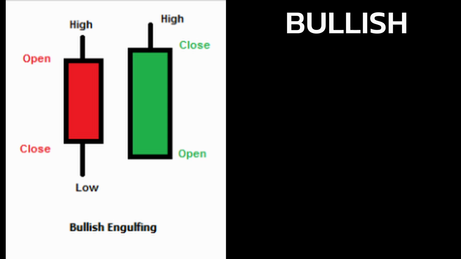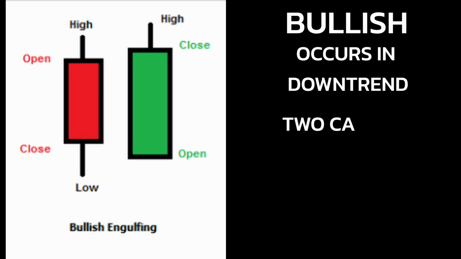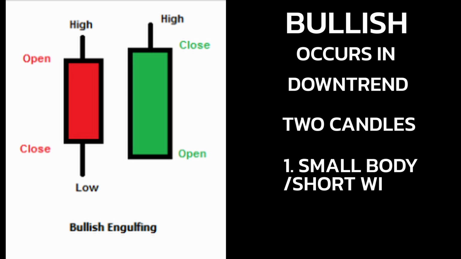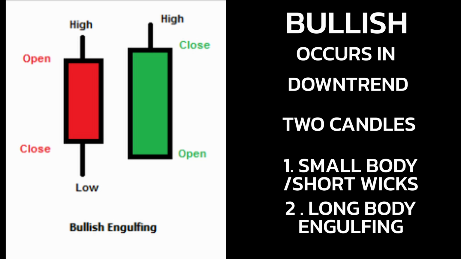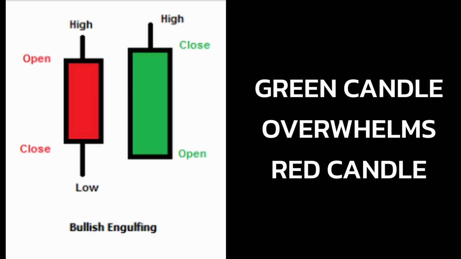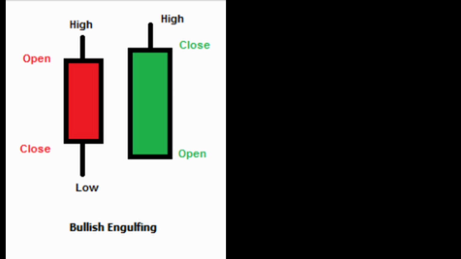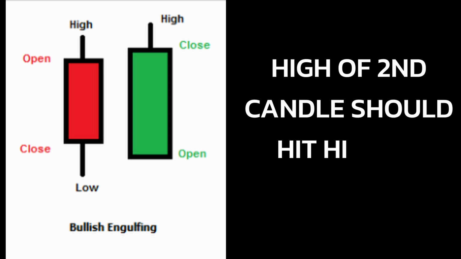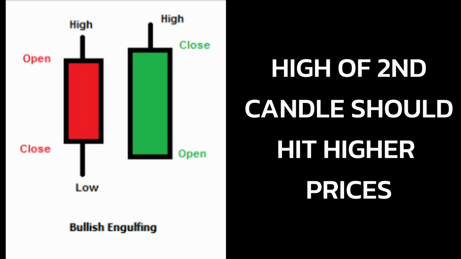A bullish engulfing candlestick pattern occurs at the end of a downtrend. It consists of two candles, with the first candle having a relatively small body and short wicks. The second candle, on the other hand, has longer wicks and the real body that engulfs the body of the previous candle. As seen in the example, the second candle completely overwhelms the prior candle. For a pattern to qualify as bullish engulfing, the high of the second candle should hit higher prices than the high of the prior candle.